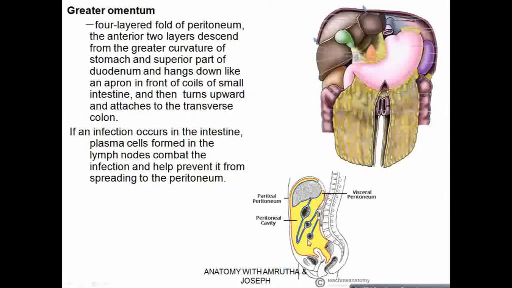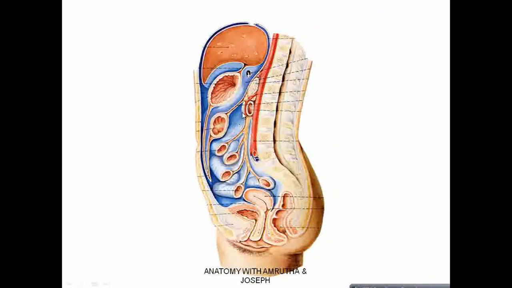With any infection in the peritoneal cavity, the greater omentum can move, reach that area and seal it off, so that the infection will not spread into the general peritoneal cavity. This is called the protective function of the greater omentum. Now another diagram, the same diagram magnified, as you can see here, showing how the layers of the peritoneum are arranged.